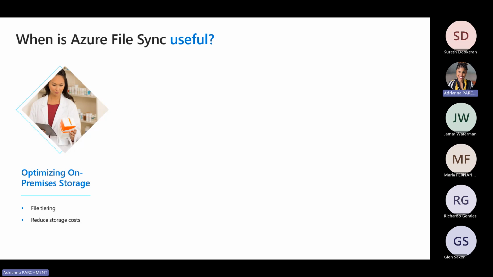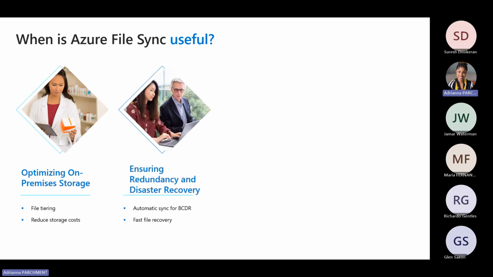So you have file tiering, you have storage reduction costs, you have that redundancy as well that Suresh mentioned. So ensuring that you have redundancy and disaster recovery for your environment. So for your files, they have a copy that is in the cloud. They have backup in the cloud as well, because you can back up the file share. And of course, you have the geo redundancy and other redundancy types for your storage accounts themselves. And so you have multiple copies of your data, and you can ensure that you have that all-around redundancy for your environment.